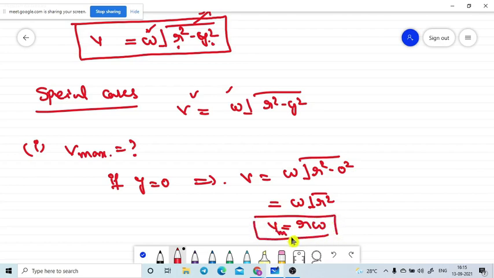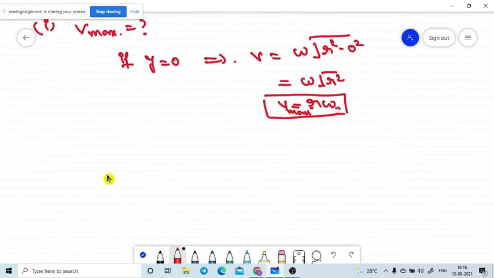If the particle in SHM is moving along the circumference of a circle, then the maximum velocity is equal to R omega. This is the formula for the maximum velocity of the particle. Let me move on to the second case, where the velocity will be minimum. Let me write the formula.